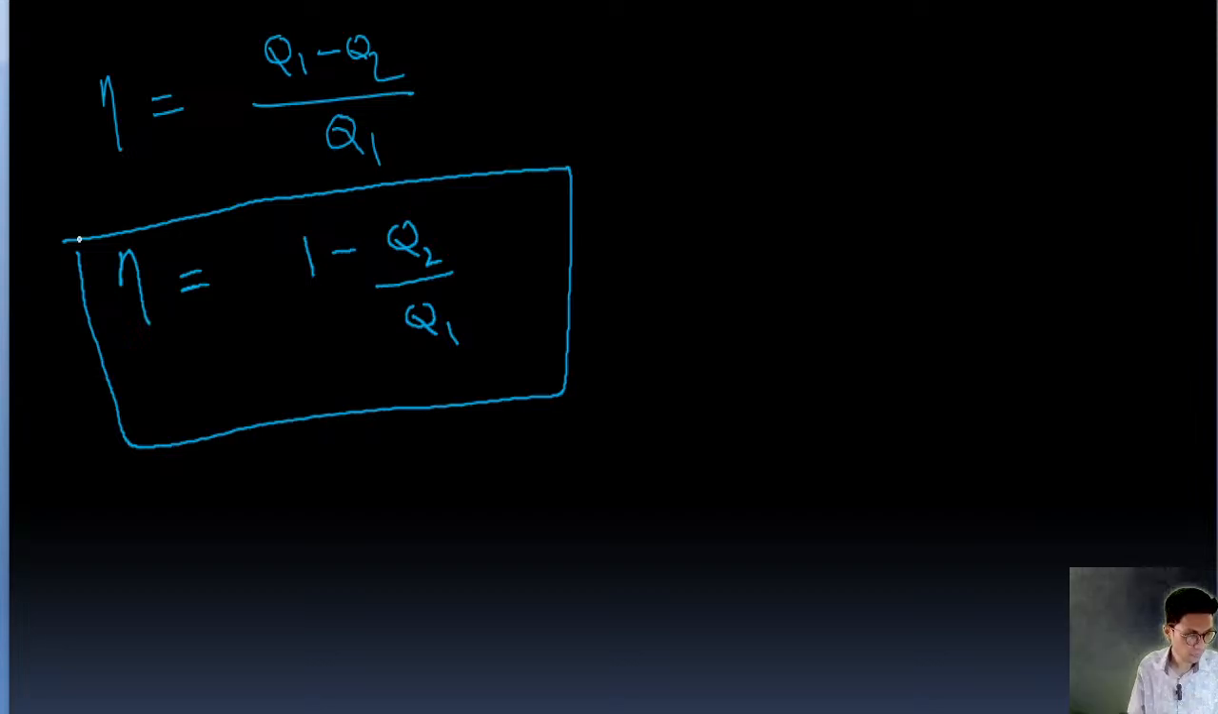This is the value of eta, very important. This is the efficiency of the heat engine. Important formula. Now we are going to study the Carnot cycle.